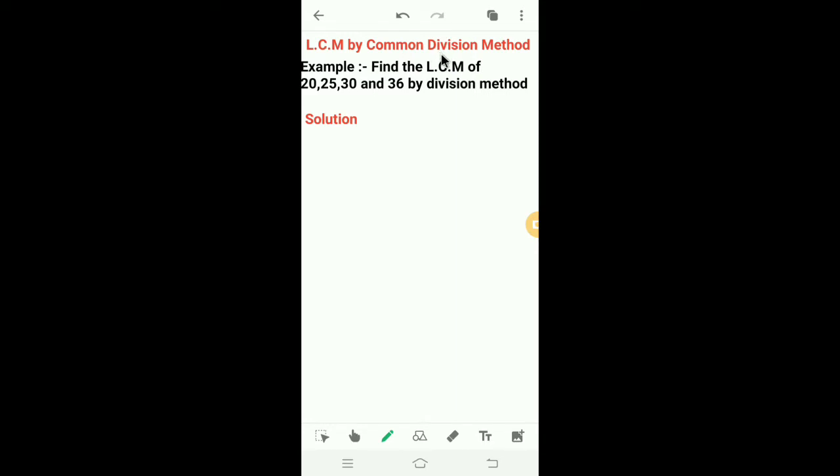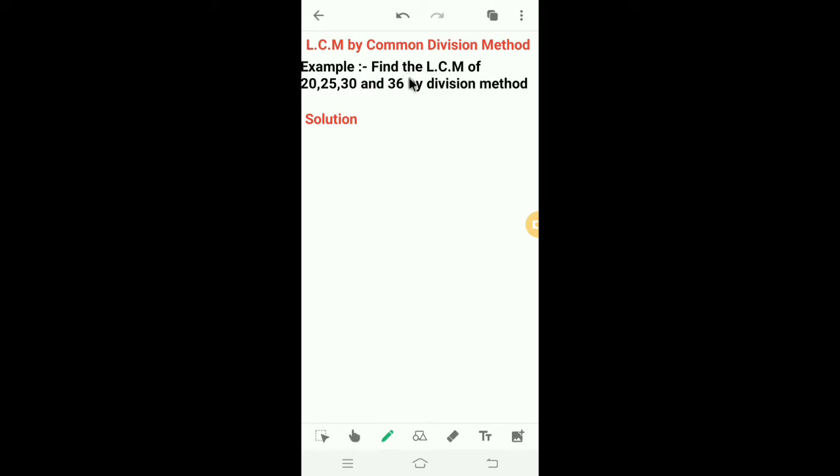Bring down the numbers that are indivisible as it is. Keep on repeating the method till all the quotients are 1 in the last row. Then multiply all the prime numbers to get the LCM of the given numbers.